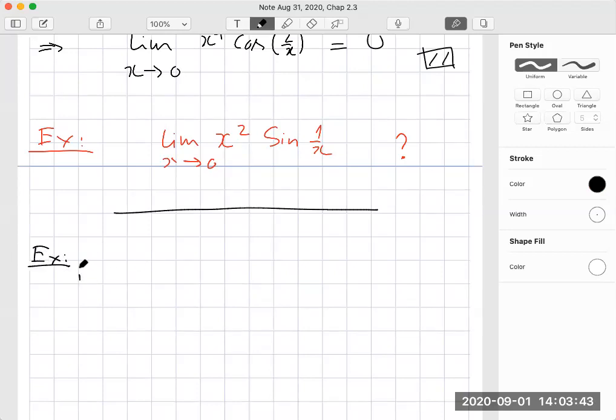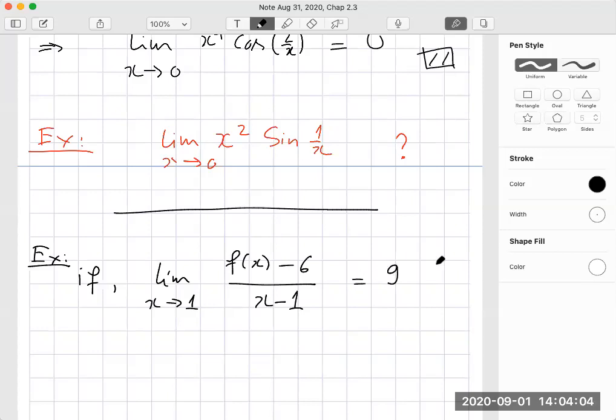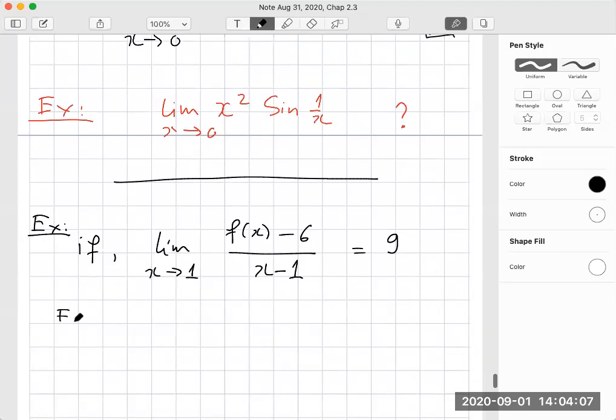And now, look at this. It is in the homework from the website. We are given that the limit of the function f of x minus 6 divided by the denominator here when x approaches 1 is 9 in this case. They ask us to find the limit of the function f of x when x approaches 1. Okay.